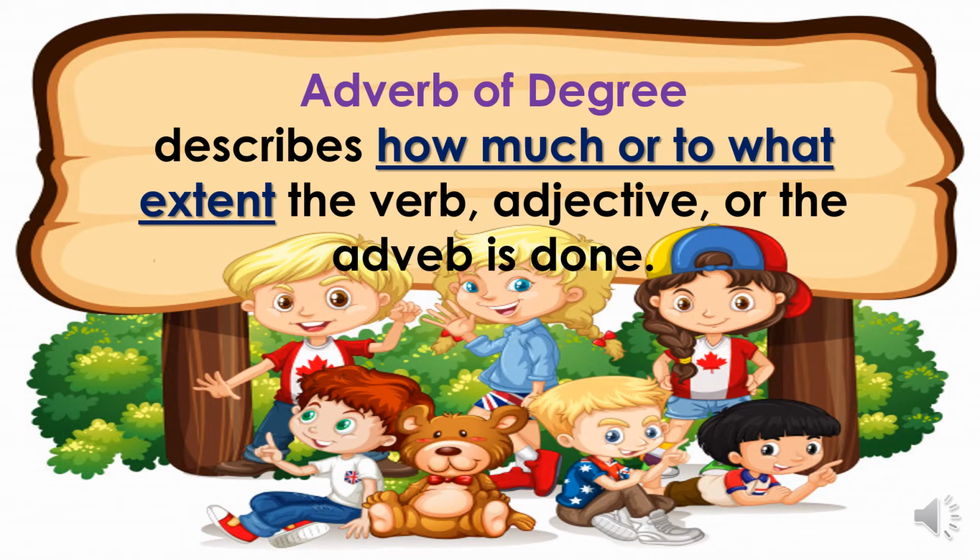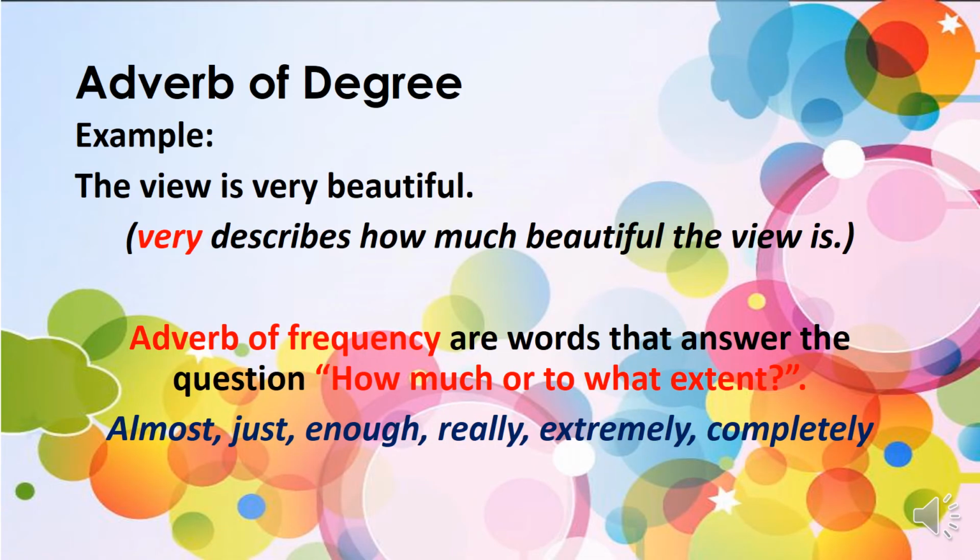Adverb of degree describes how much or to what extent the verb, adjective, or the adverb is done. Example, the view is very beautiful. The word very describes how beautiful the view is. Adverbs of degree are words that answer the question how much or to what extent. Almost, just, enough, really, extremely, and completely are examples of adverbs of degree.